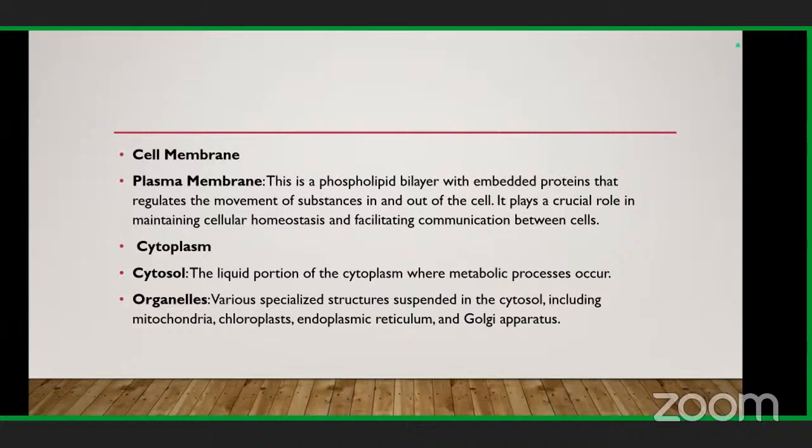Next is the cytoplasm. In the cytoplasm, there is cytosol, the liquid portion of the cytoplasm where metabolic processes occur. So in the cytosol, all the metabolic processes take place. Next are the organelles, various specialized structures suspended in the cytosol, including mitochondria, chloroplast, endoplasmic reticulum, and Golgi apparatus. The cytosol is basically a gel-like matrix. There you will find all the organelles, from mitochondria to the Golgi apparatus. So all the organelles are present within the cytoplasm in the gel-like matrix.